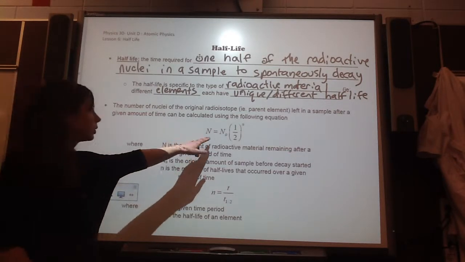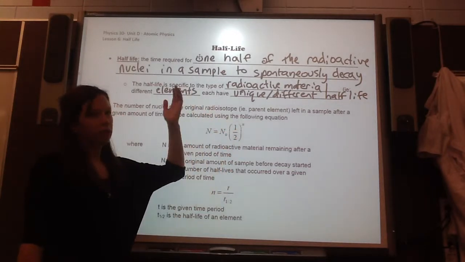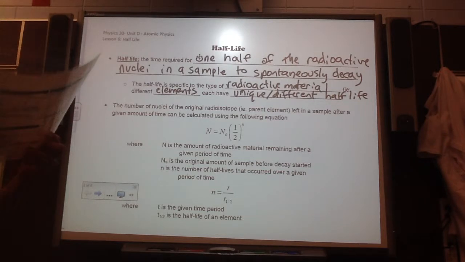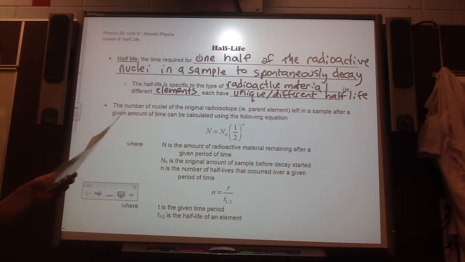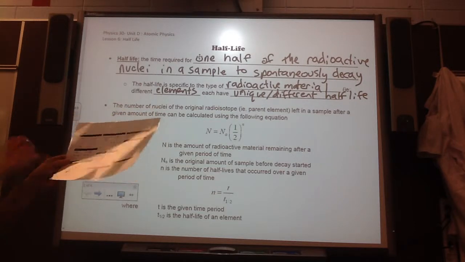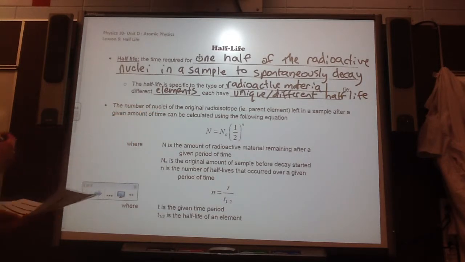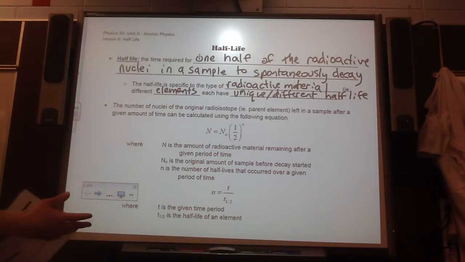N is equal to N naught times 1/2 to the power of n. You do have this one on your formula sheet, so let's note where it is. It's under atomic physics, the only one that we haven't actually done yet under atomic physics. N is the amount of material remaining, how much is left afterward. N naught is the original number of the sample before the decay started. And n is the number of half-lives that occurred over this given time.